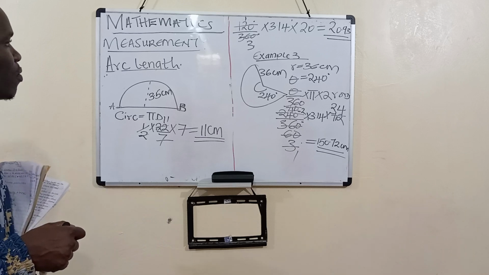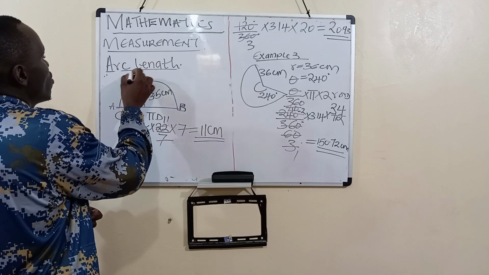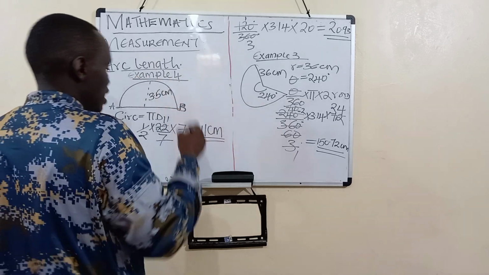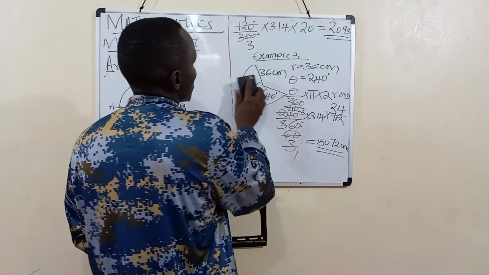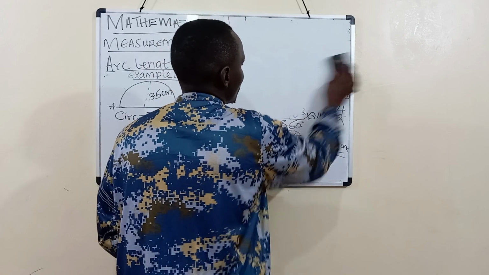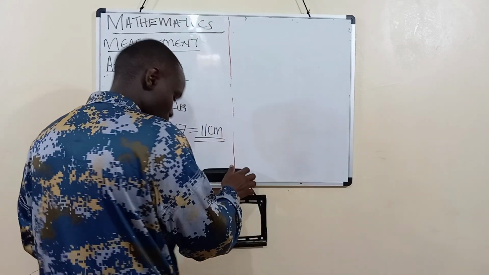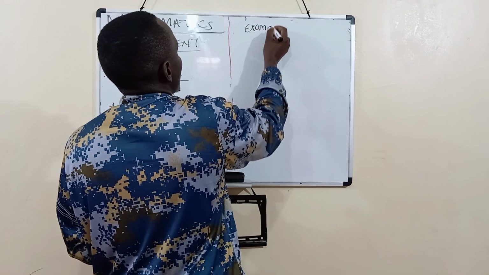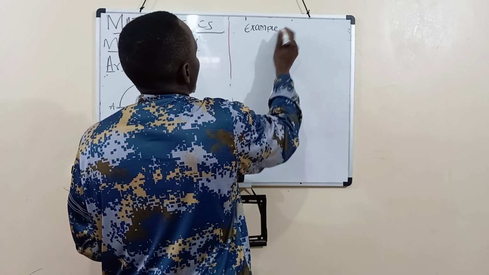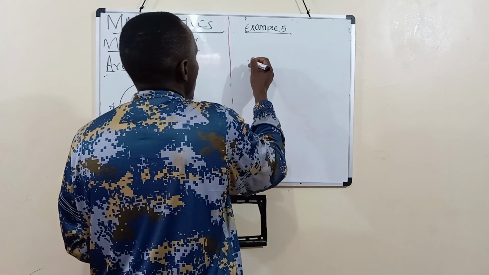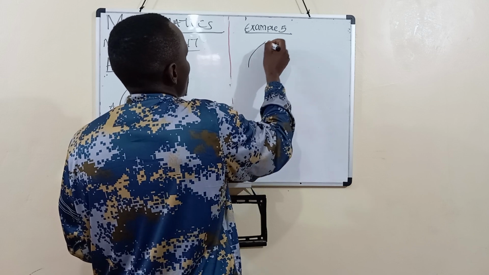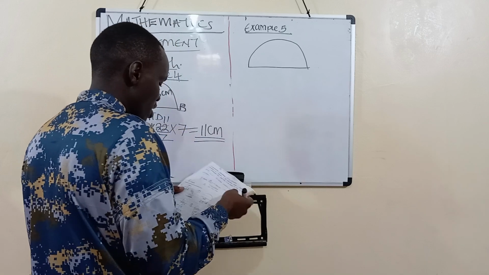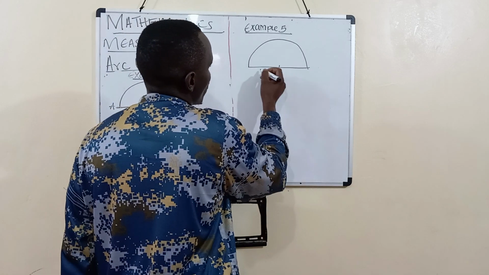Now, the last example was example 4. Let us do example 5, where we still have a semicircle. This semicircle has a radius of 14 centimeters.